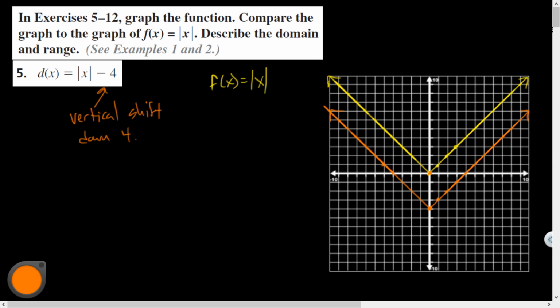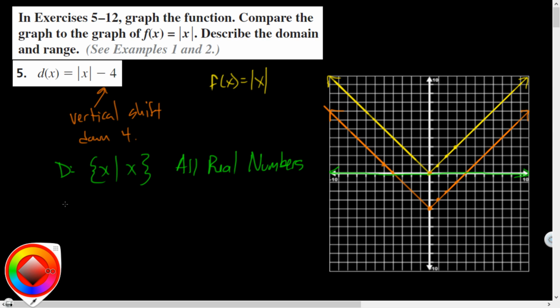Oh, domain and range. You almost got me there. Domain is the set of all x such that, now in terms of this orange function, what x values work? Well, I can plug in negative numbers all the way to infinity. I can plug in 0, and I can plug in positive numbers all the way to infinity. So the domain is the set of all x such that x is anything. You could say all real numbers is the domain.